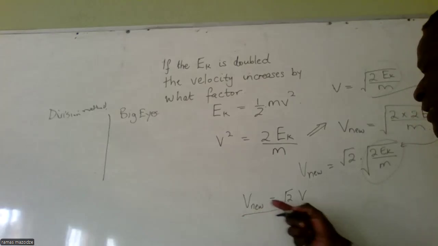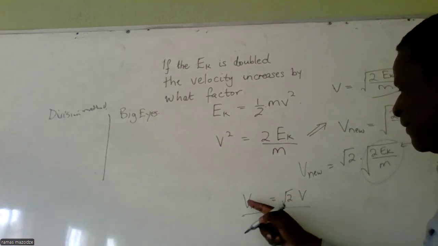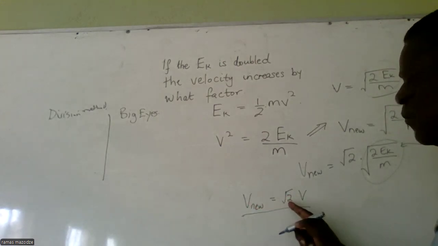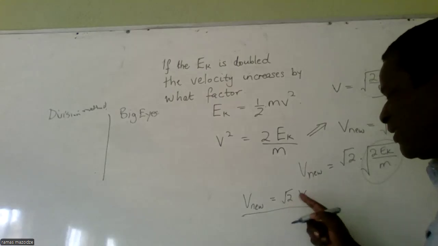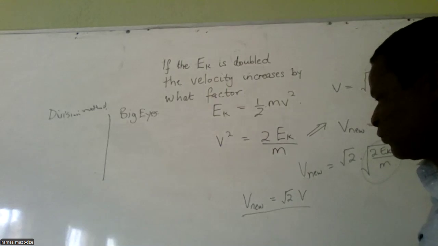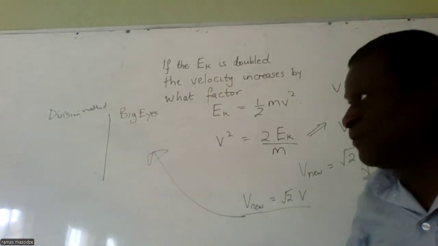So it means that the velocity increases by a factor of square root of 2. Square root of 2 is more than 1, so it actually increases by a factor of square root of 2. So this is the big I's method.